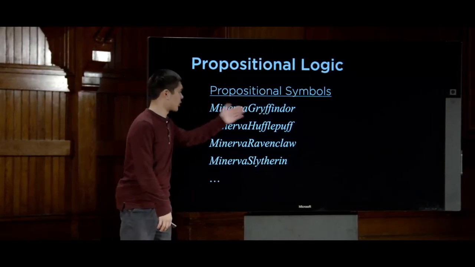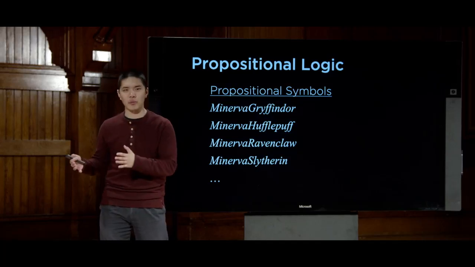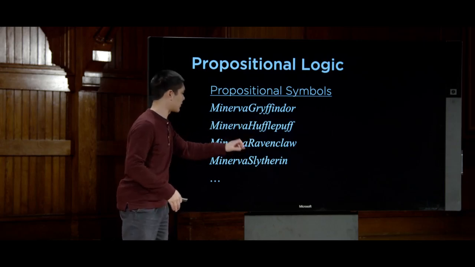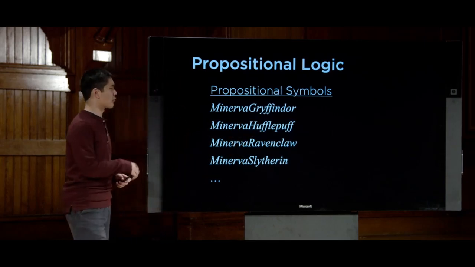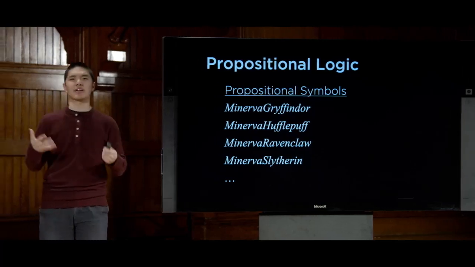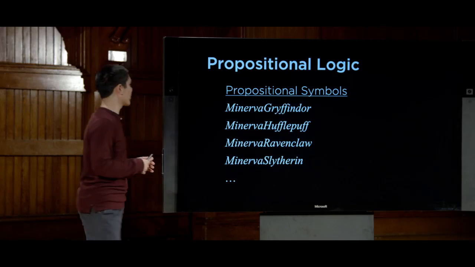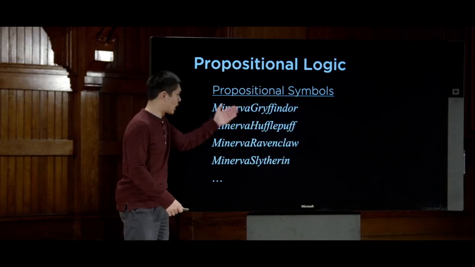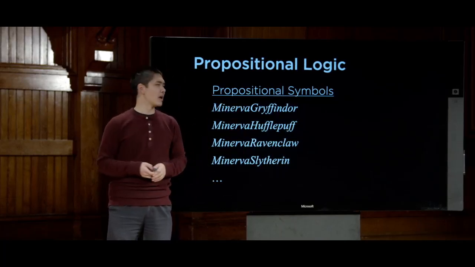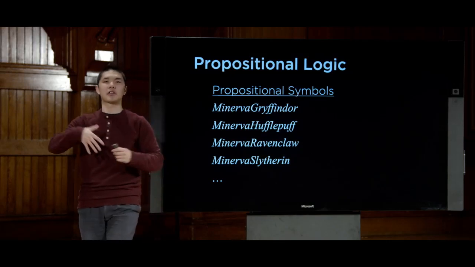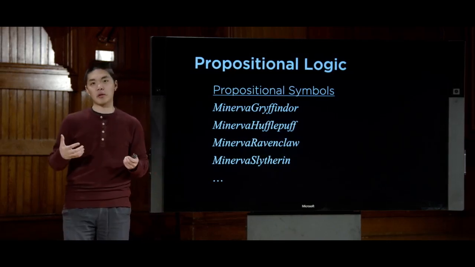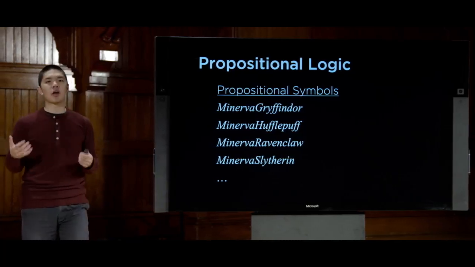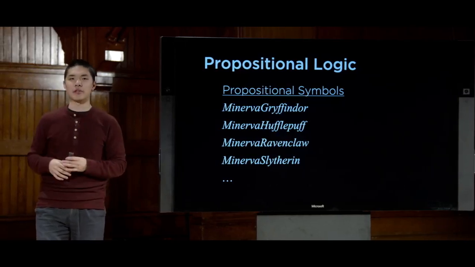We had a symbol for Minerva Gryffindor, which was either true if Minerva was in Gryffindor and false otherwise, and likewise for Minerva Hufflepuff and Minerva Ravenclaw and Minerva Slytherin, and so forth. But this was starting to get quite redundant. We wanted some way to express that there's a relationship between these propositional symbols, that Minerva shows up in all of them. And also, I would have liked to not have had so many different symbols to represent what really was a fairly straightforward problem.